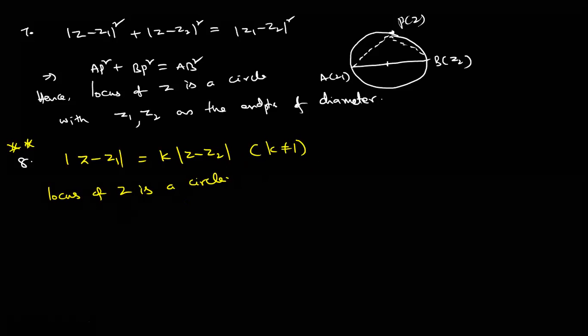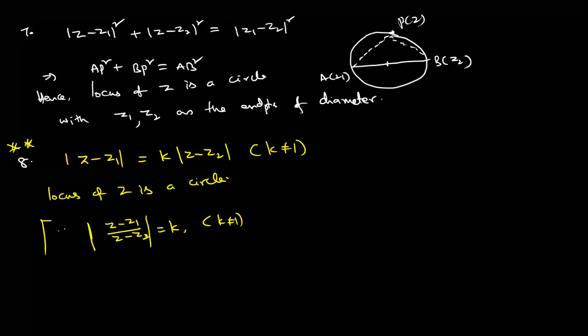Still, you can write like this also. What is that? Another way. Modulus of Z minus Z1 by Z minus Z2, completely modulus, is equal to K, not equal to 1. This is another definition for a circle. K here must belong to R plus. It presents a circle. Check it.